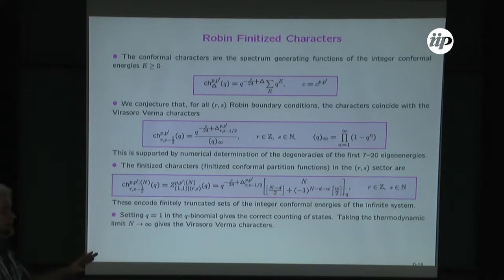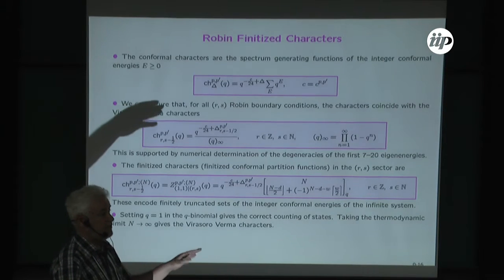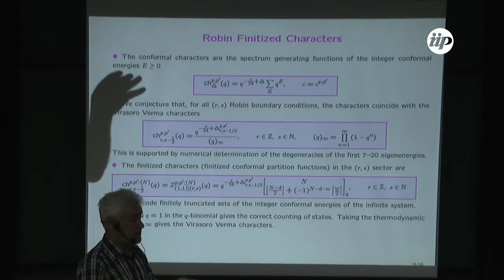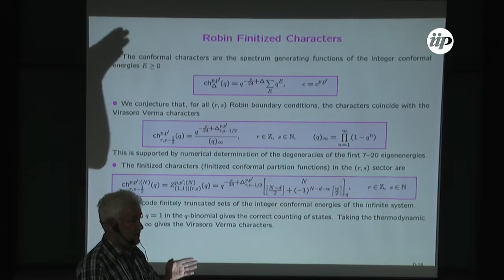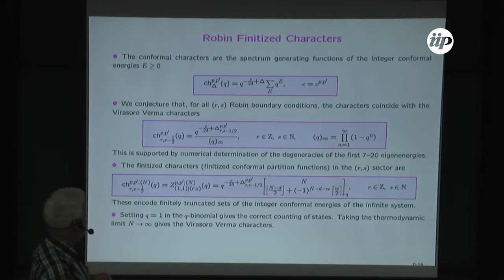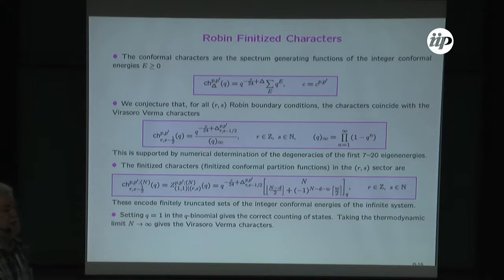So we look at finite-sized matrices. We get accurate values for the first so many eigenenergies, and they're close to integers. And we can see the degeneracies of the first so many levels, 7 to 20, building up. And they agree with the partition numbers that come out of expanding 1 over q infinity. That's numerical. But as Paul says, for theoretical reasons, this is exactly what you would predict. And that's what's confirmed numerically.